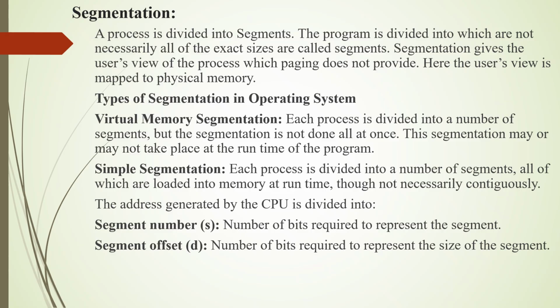Now let's understand the logical address generated by the CPU. A logical address in segmentation has two parts. The first one is the segment number and the second one is the segment offset. The first part, represented by S, defines which segment of the program is being accessed, and the second part is the segment offset, which is represented by D. It specifies the exact location or displacement within the particular segment. So the CPU uses the segment number to locate the correct segment and the offset to access the data inside that segment.